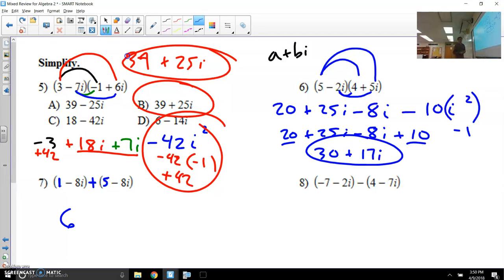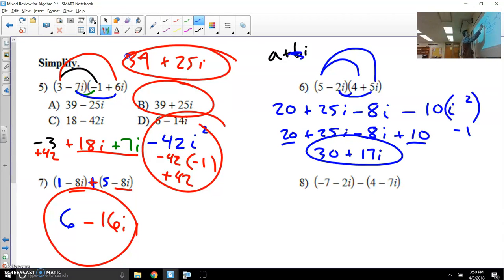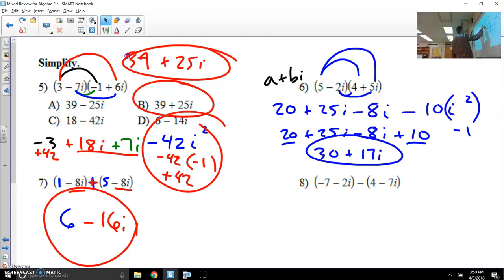Problem: -8i plus -8i. Careful, it's not 0. It's -16. So again, kind of going back to what I was talking about, all of your answers take on this a plus bi answer form. A is 6, b is negative 16.